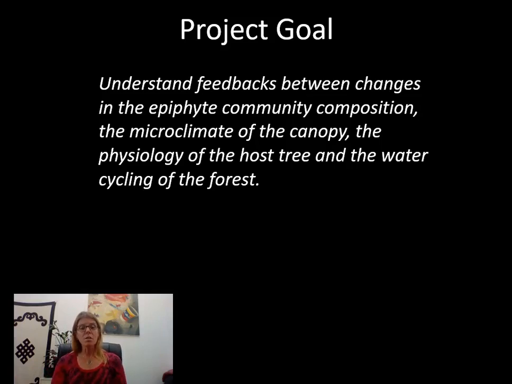So the goal for this current project is to understand feedbacks between changes in the epiphyte community composition, and we know with these changes in climate that some epiphytes are going to be vulnerable. So the question is, with a loss of the epiphyte community, how will that impact the microclimate of the canopy, the physiology of the tree that the epiphytes were living on, and the water cycling of the whole forest?